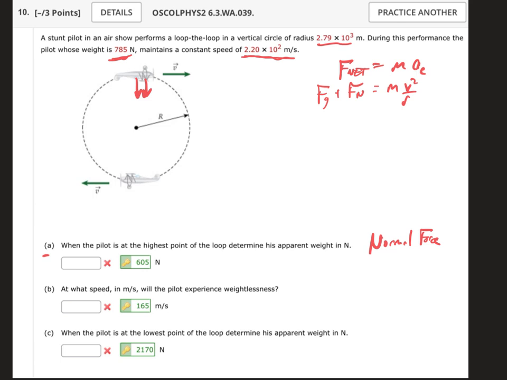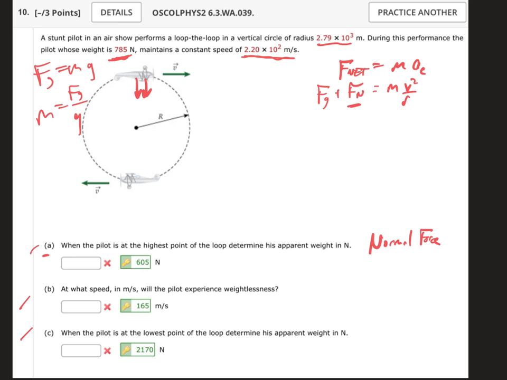So there's two issues here. One, we're trying to find the normal force, so we're going to have to solve for that. And two, we don't know the mass, but we do know the weight, and we know that the weight is the force of gravity, which equals m times g. So the mass is going to be that force of gravity, which is given in the problem, divided by 9.8. So we can find the mass easy enough. And the mass is going to be the same in all three parts of this problem. The other part's not too hard either.